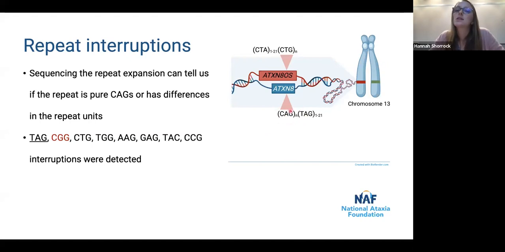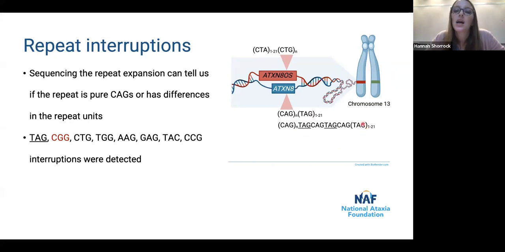So when we sequenced these repeats for this large cohort of 77 families, what we found was that there was a variety of different interruptions detected. And so the most frequent of these was TAG and the CGG interruption. And so where we saw the TAGs was between the CAG expansion and the short polymorphic stretch of TAGs, which is polymorphic in SCA8 patients as well as in the general population. And so quite often we would see a sort of stuttering between a TAG and a CAG and a TAG and a CAG before this transition into that full TAG stretch.